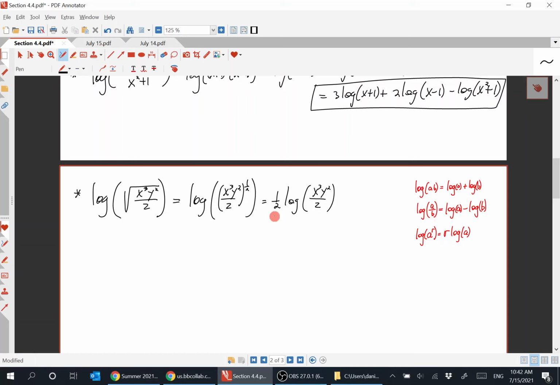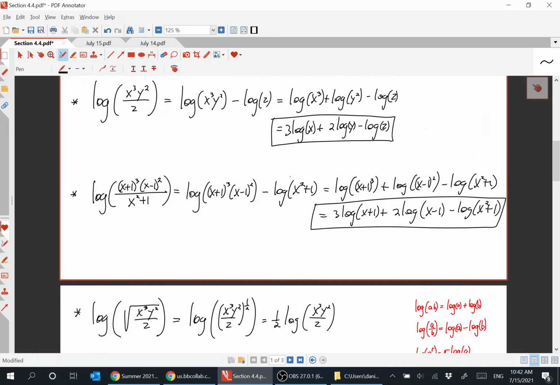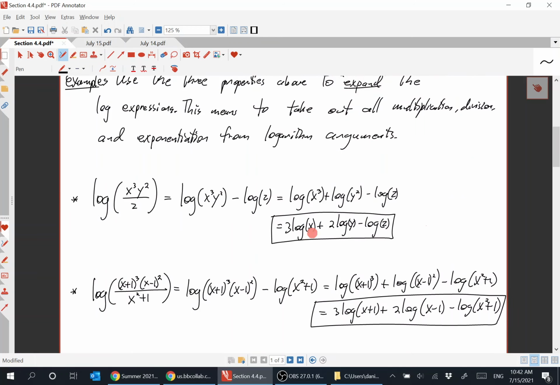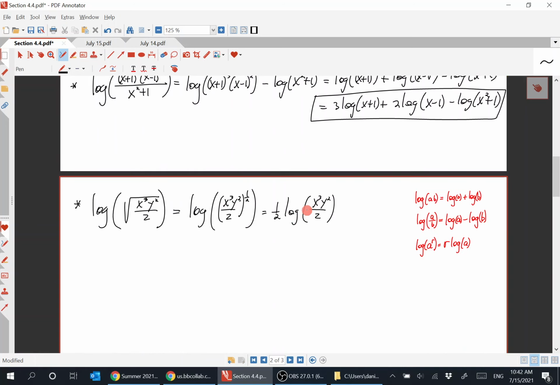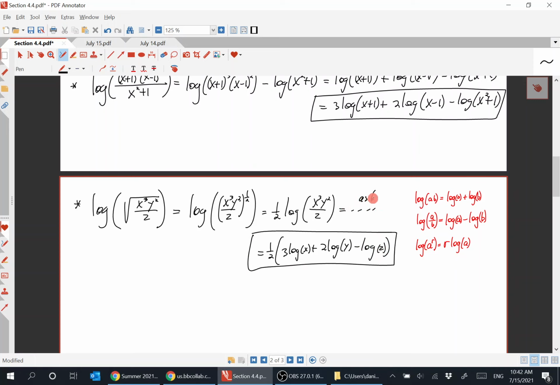So now I've got this same expression here, log of x to the third y squared over z. Right, that's this one: 3 log x plus 2 log y minus log z. So it's equal to 1/2 times 3 log x plus 2 log y minus log z, just like before. But now the whole thing is multiplied by 1/2.